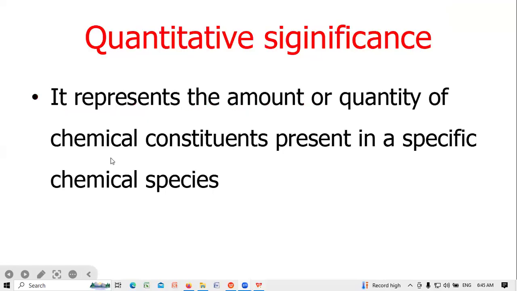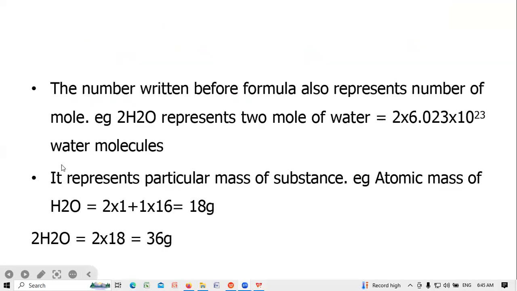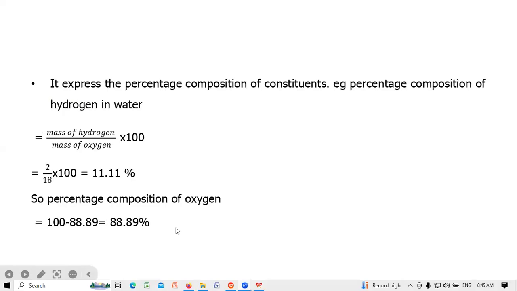The quantitative significance represents the amount or quantity of the chemical constituents present in a specific chemical species. The number written before the formula also represents the number of moles. For example, 2H2O represents 2 moles of water, that is 2 times 6.023 times 10 to the power 23 water molecules. It represents a particular mass of substance. Example, the molecular mass of water is 18 gram, so 2H2O means 36 gram.